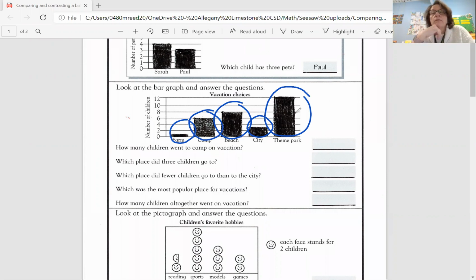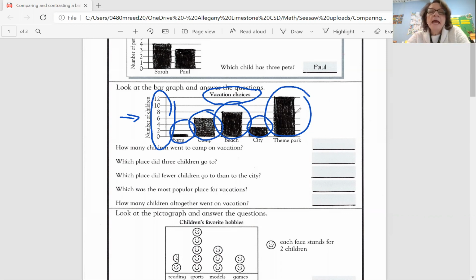We see bars, okay? What else do you see when you look at that bar graph? Okay, something we might overlook, but it's really important, is this thing right here, and that's called the title. That tells us what we're going to learn about or what we're going to gather information on when we read the bar graph. So this particular one, the title is Vacation Choices.